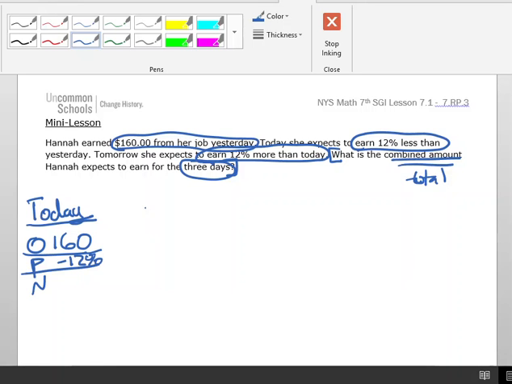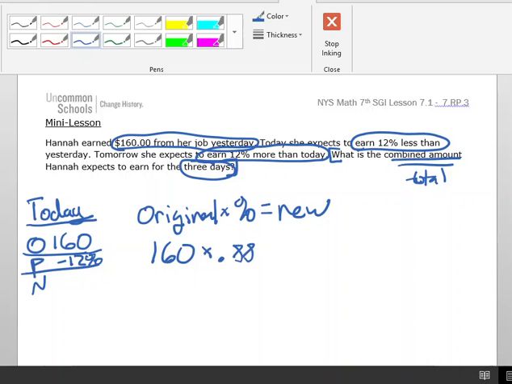Okay, so I'm going to put original times percent equals new. And if she's earning 12% less than 160, that means that she's earning 88% of that. So I'm going to multiply this by 0.88, by 88%. And so when I do 160 times 88%, I get 140.8.